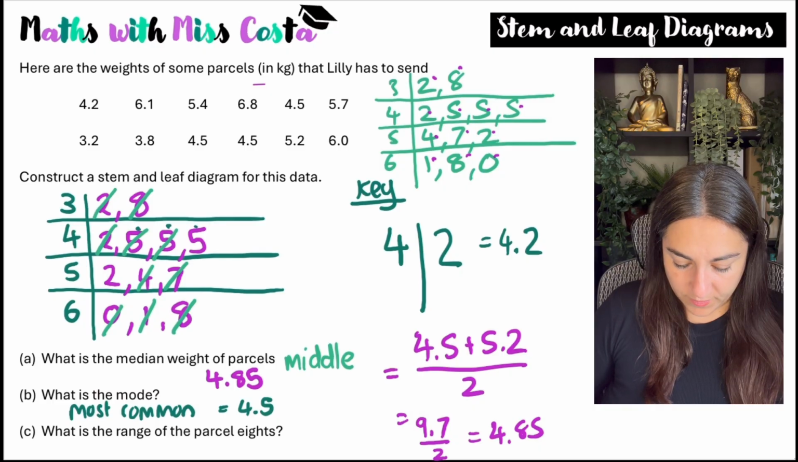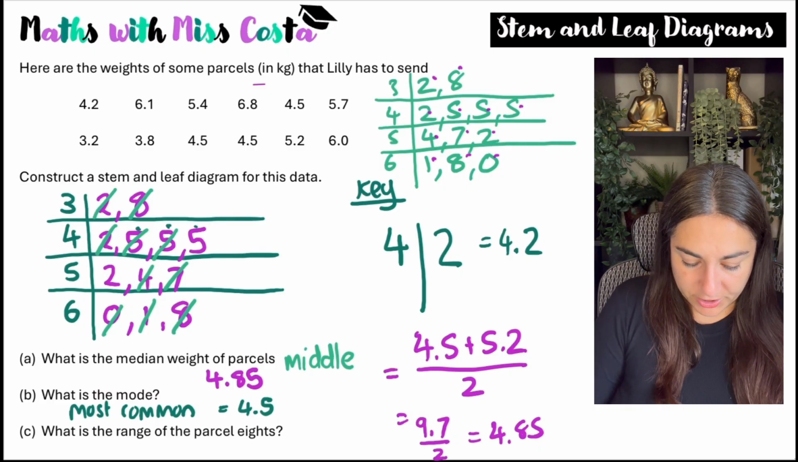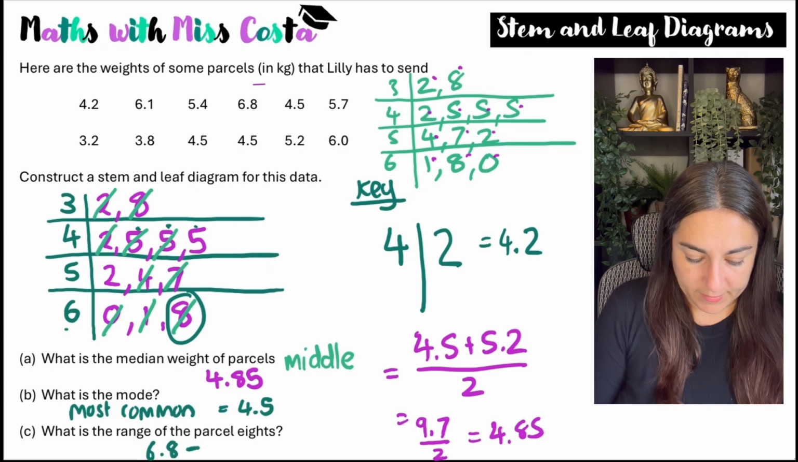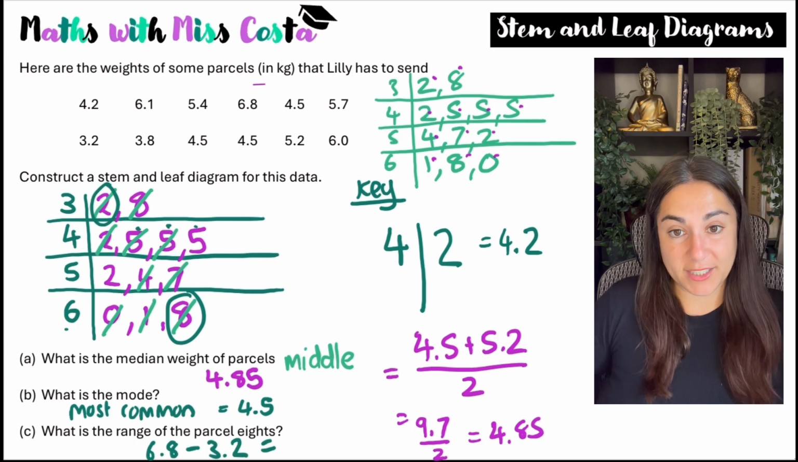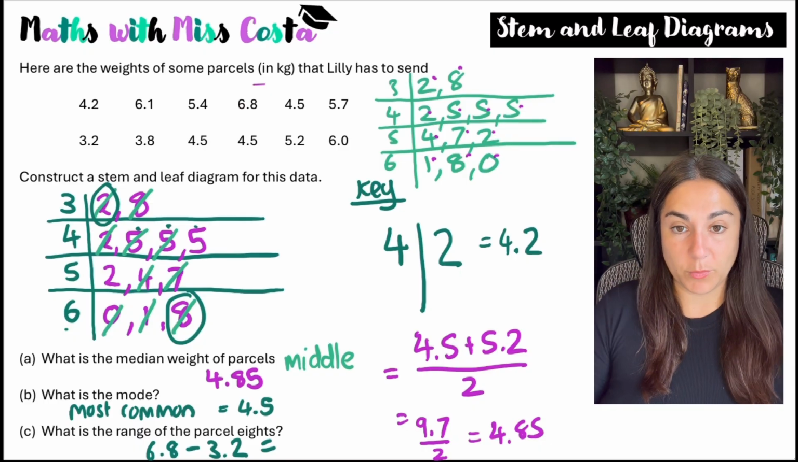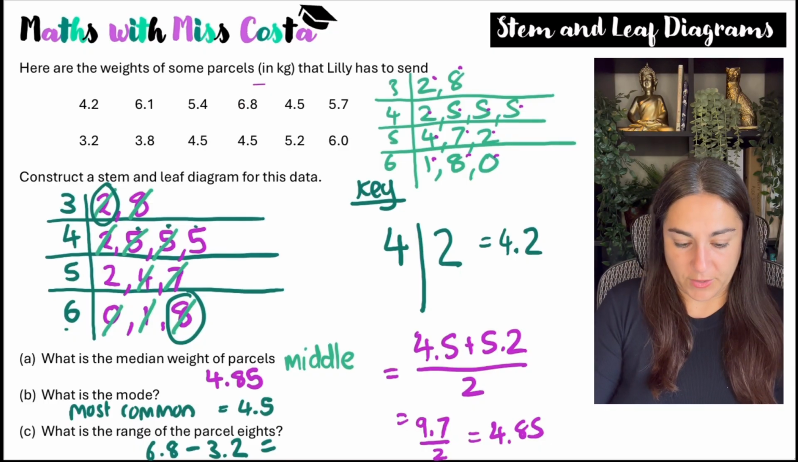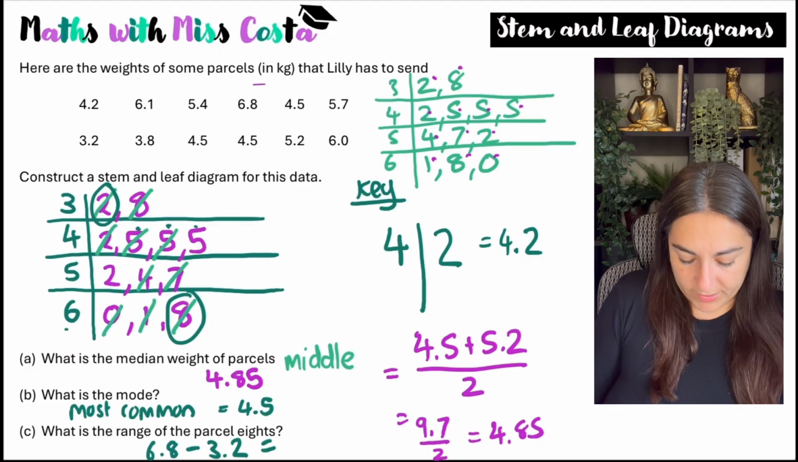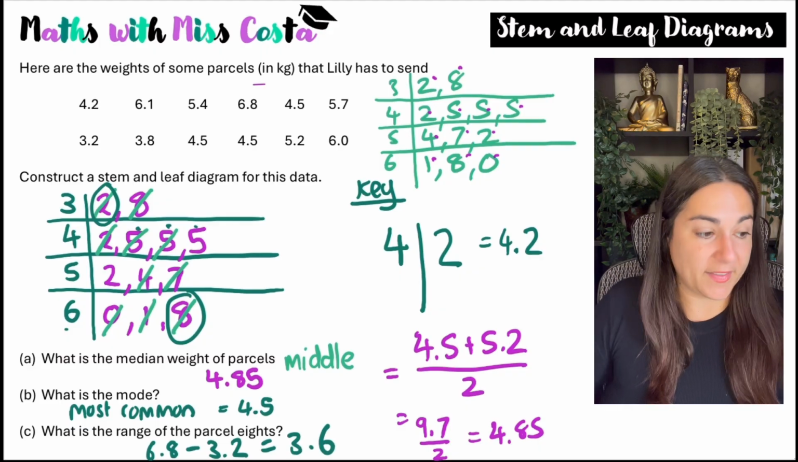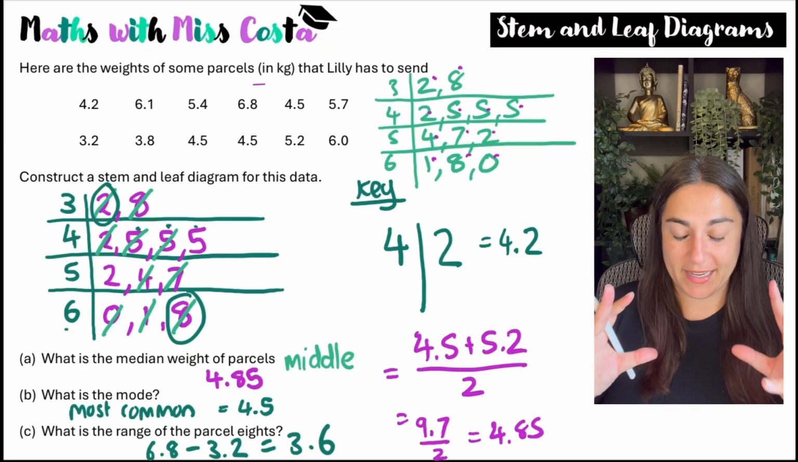And the range of the parcel weights. So the largest value here I can see is 6.8. The smallest value is 3.2. So the range is just the difference between the highest value and the smallest value. So I'm going to do 6.8, take away 3.2, which is 3.6. So that's how I'd work out the range from a stem and leaf diagram.